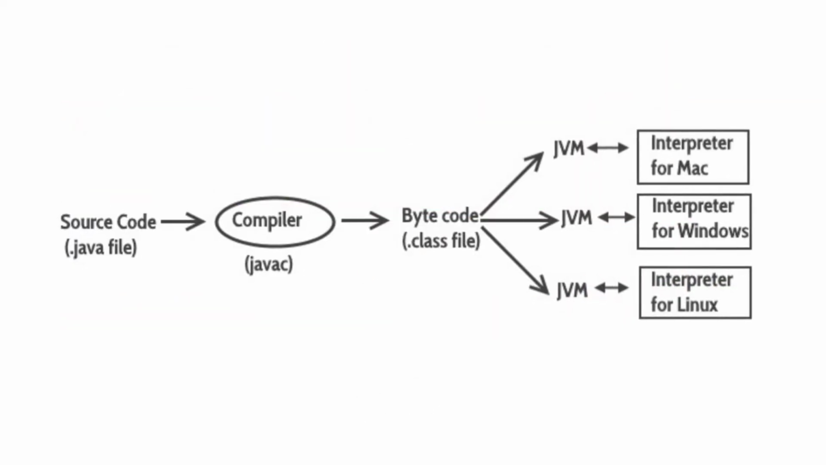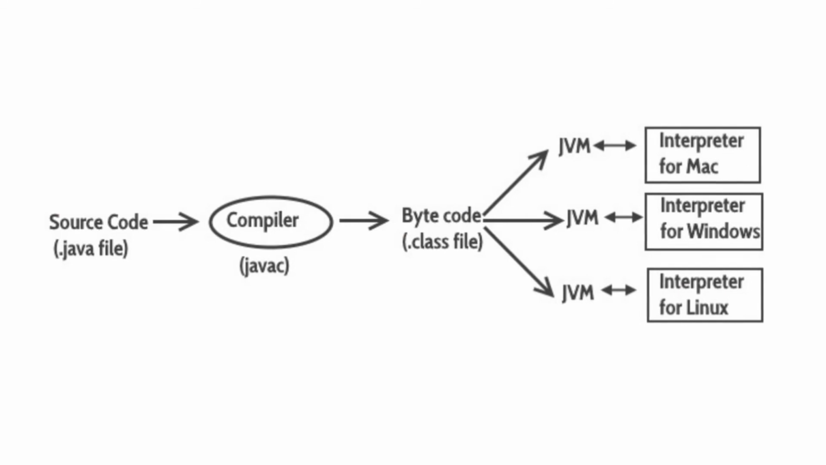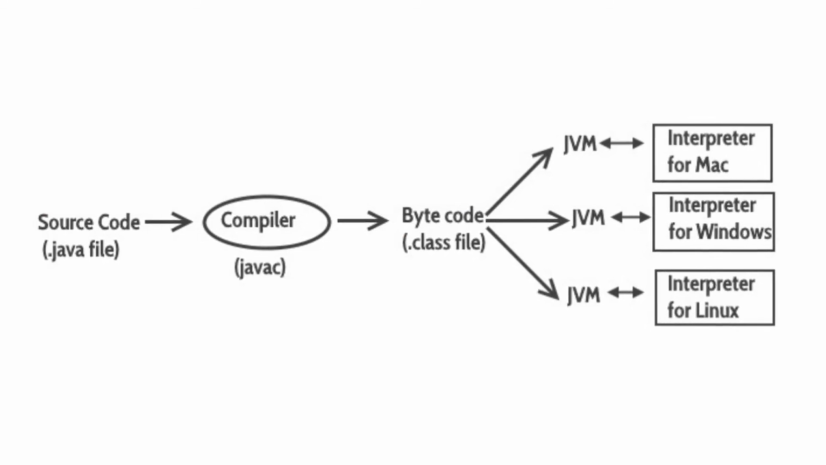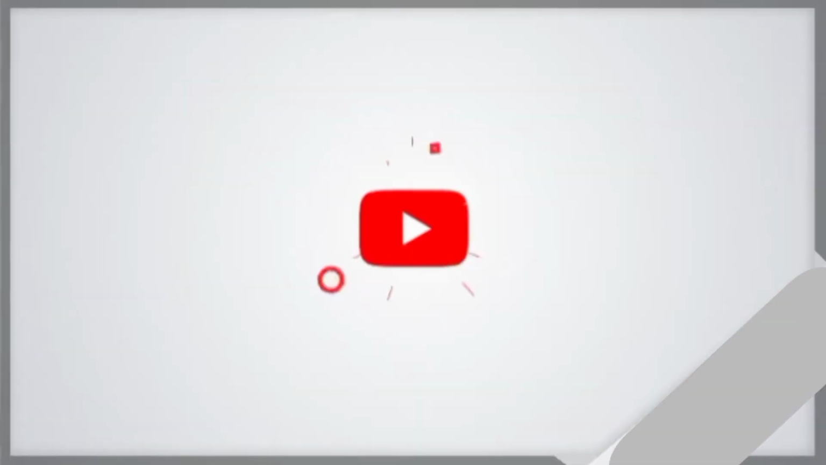Your source code, your .java file, goes to compiler, then the bytecode, and then you can run it on any Java virtual machine with only bytecode.